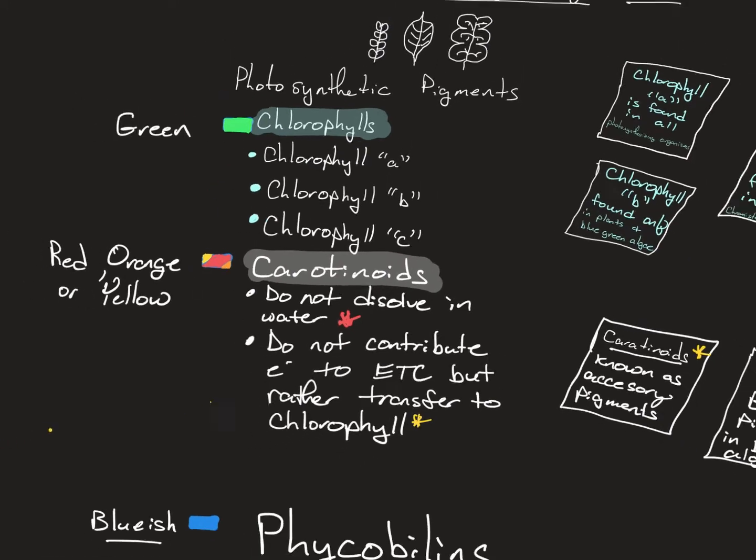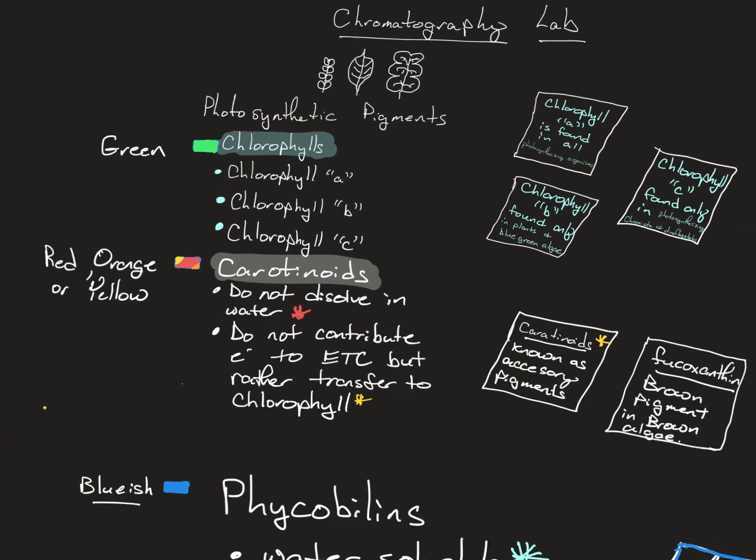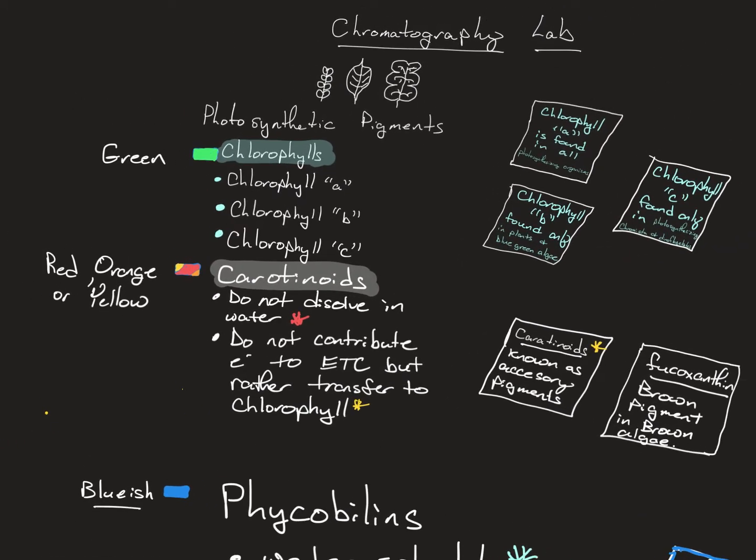Now, when we look at orange pigments, or when you see red leaves, orange leaves, or yellow leaves, what you're looking at is carotenoids, and those are pigments that don't dissolve in water. They don't really contribute the electrons that they excite using photosynthesis to the electron transport chain directly. What they do is they transfer those electrons to the chlorophyll, and then that enters the pathway to produce the energy required to make sugar.